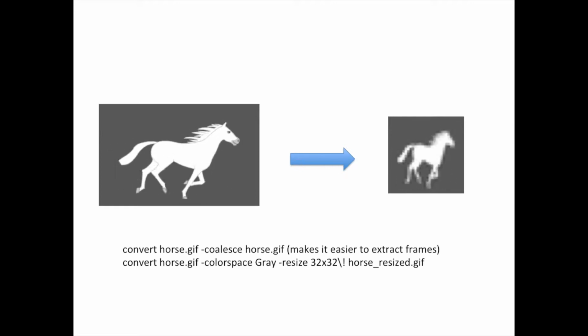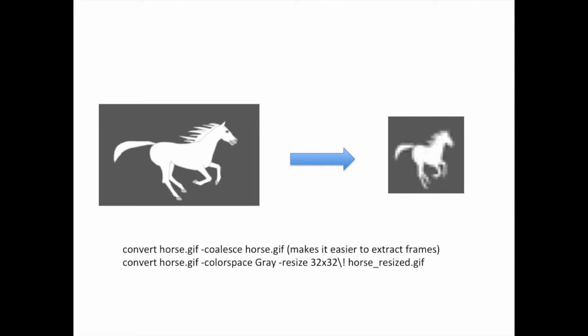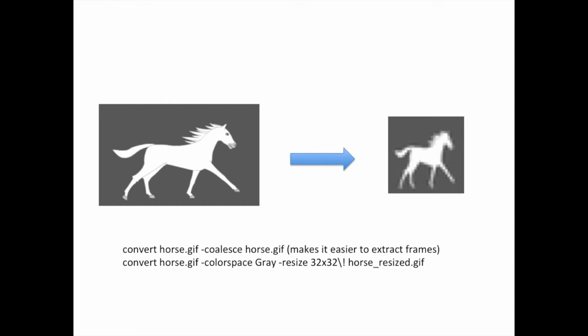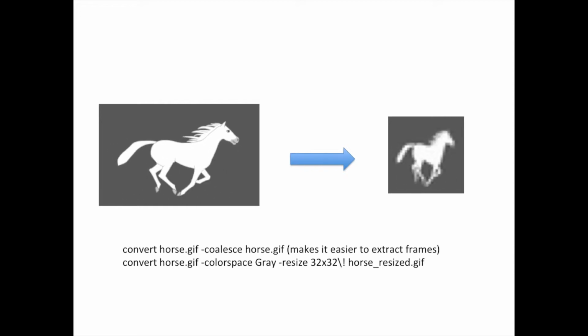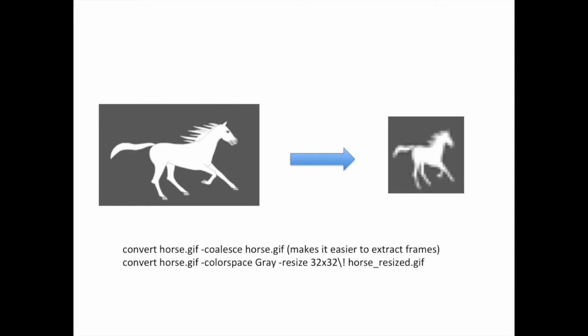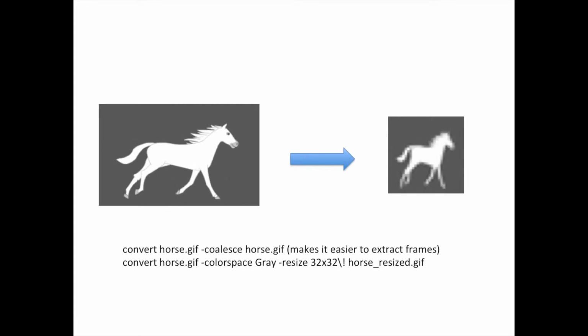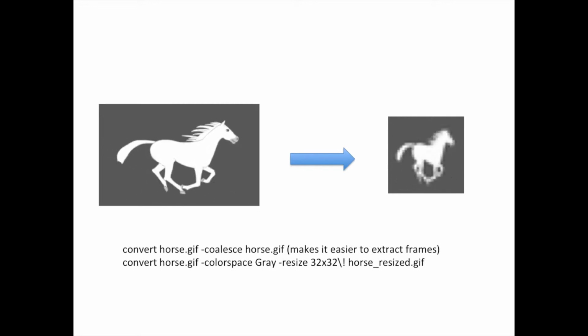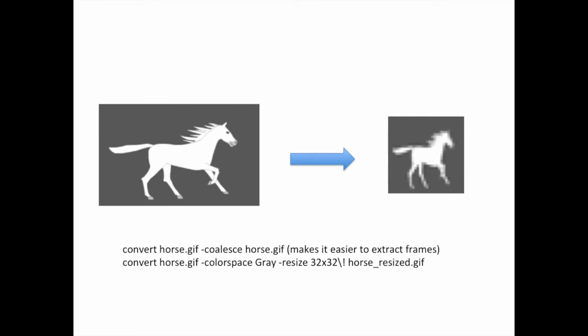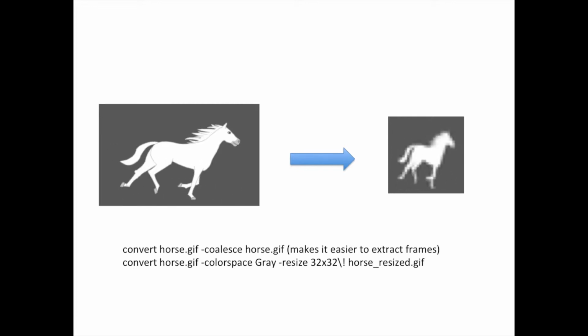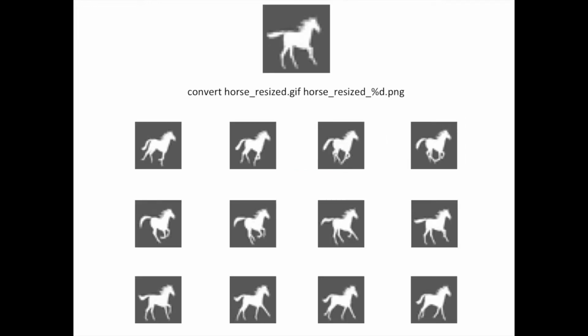So on the left is a GIF of a horse that I downloaded from the internet. And I used these two commands from the ImageMagick library, which is a very popular open source library. First, I coalesced it to make it easier to extract the individual frames of the GIF, and then I converted it to a 32 by 32 grayscale GIF. Then, from this smaller GIF, I separated it into its individual frames.